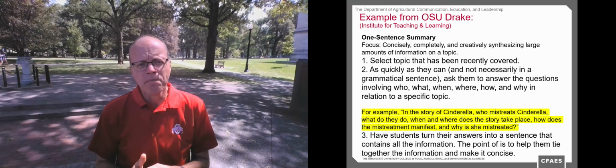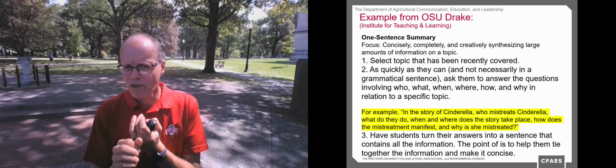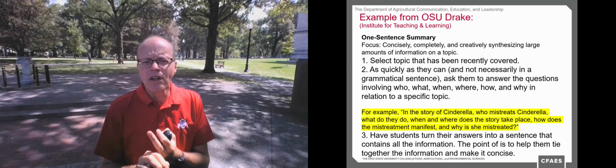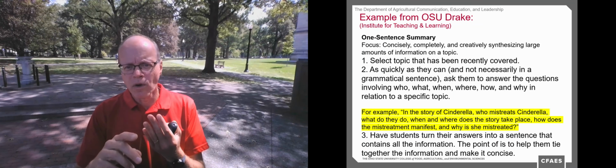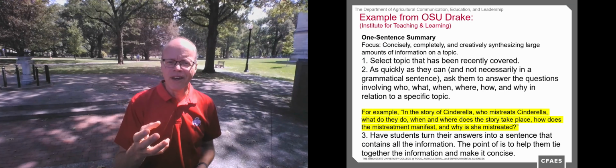Another example from Drake, 1-sentence summary, pretty concise thing. Select the topic that you've covered, something you want to do a check on, an eval on, and then as quickly as they can, have them write down or answer the who, what, when, where, why, how in relation to that topic. And then challenge it.